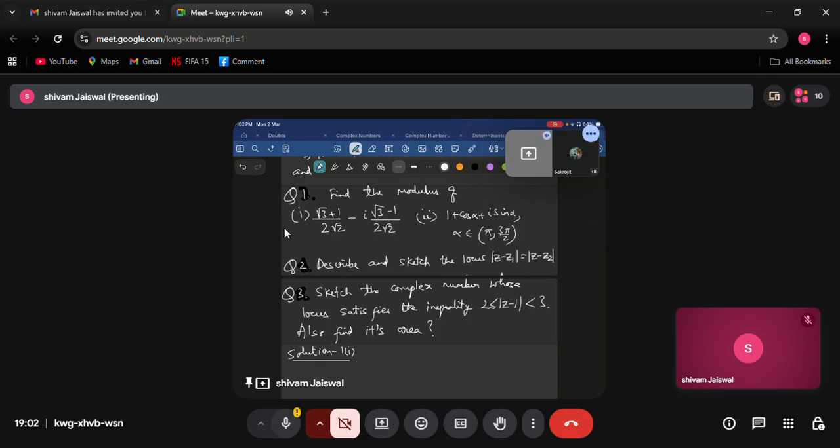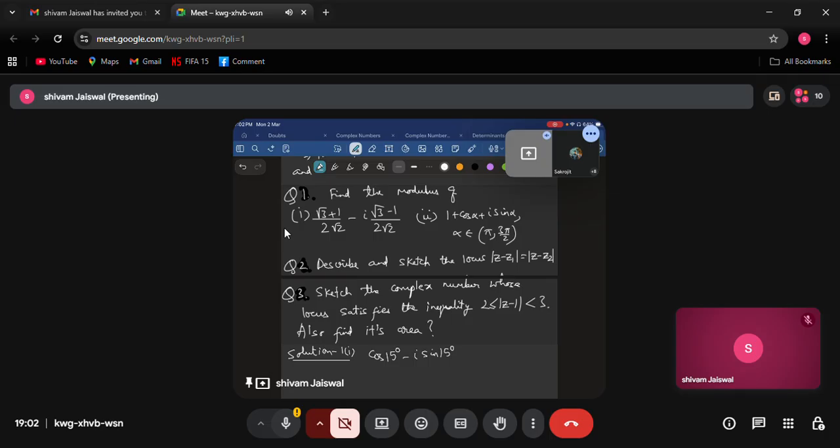So over here, we need to find out the modulus of root 3 plus 1 by 2 root 2 minus iota into root 3 minus 1 by 2 root 2. So Onini, can you see root 3 plus 1 by 2 root 2? It is written as cos 15 degree. Can you see this? Tell me. And root 3 minus 1 by 2 root 2, it is written as sine 15 degree. Can you see? Tell me.